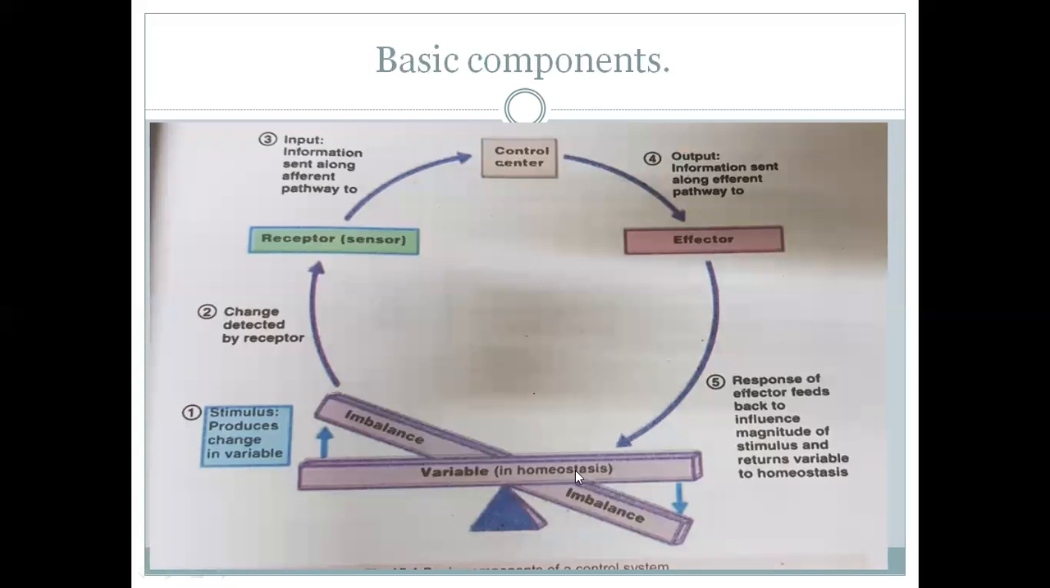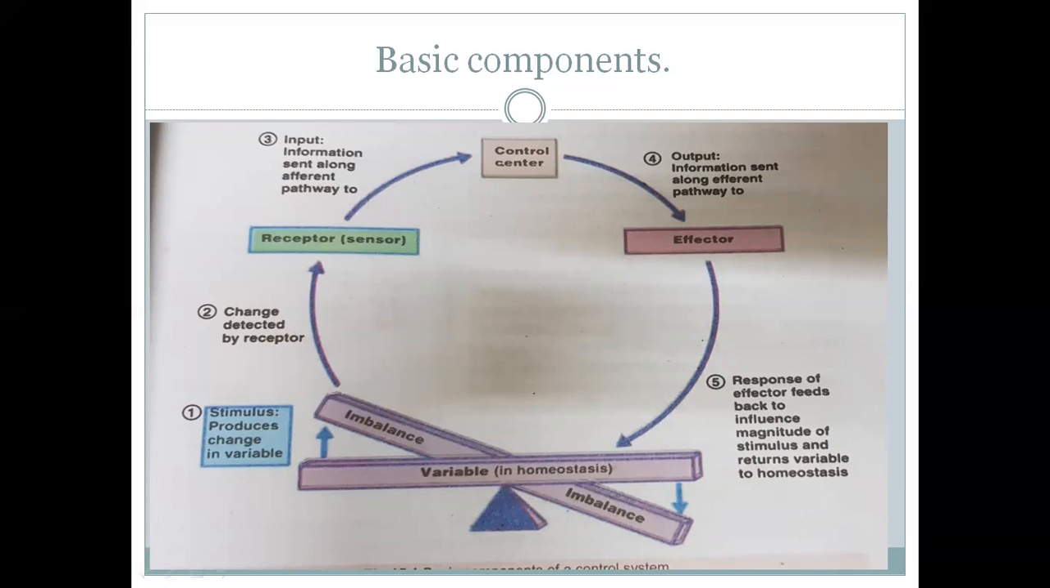Okay? Now, the basic components. First of all, the variable, which is bringing about the change. This variable gets imbalanced and acts as a stimulus which produces change. This change is detected by the receptor, which in this case is our sensory organs. Then these receptors send input information through the afferent pathway of the nervous system, and that input information goes to the control center, which is the brain.